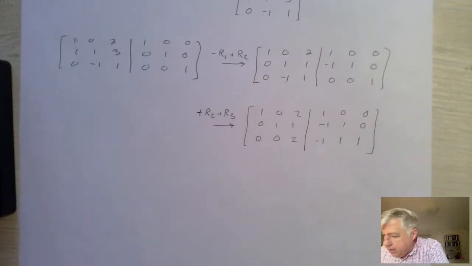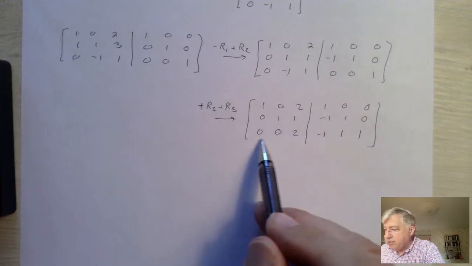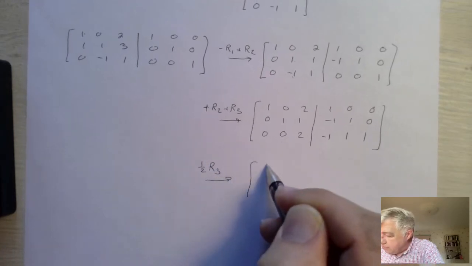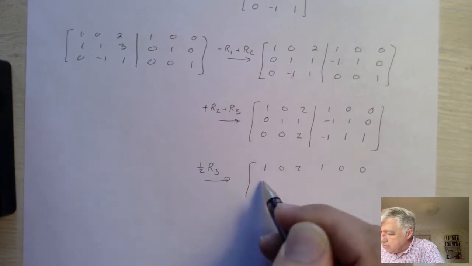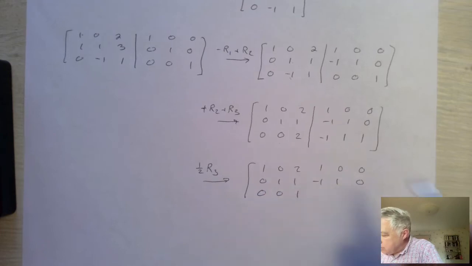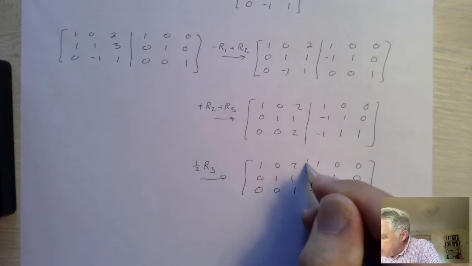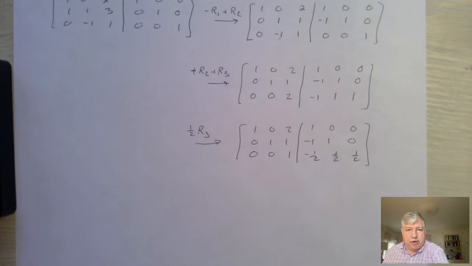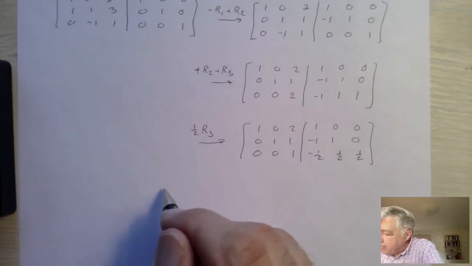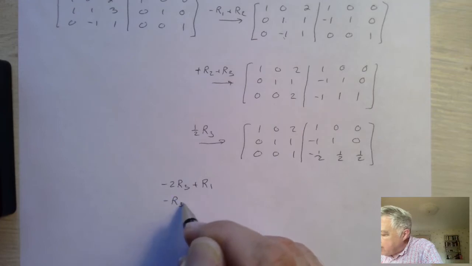Okay. And then, okay, we're done with these first two columns. We want to make this entry a 1, so we'll multiply the last row by 1/2. Okay. I knew we were going to get fractions at some point, right? And then we want to clear out these two entries, so we'll do minus 2R3 plus R1 and negative R3 plus R2.